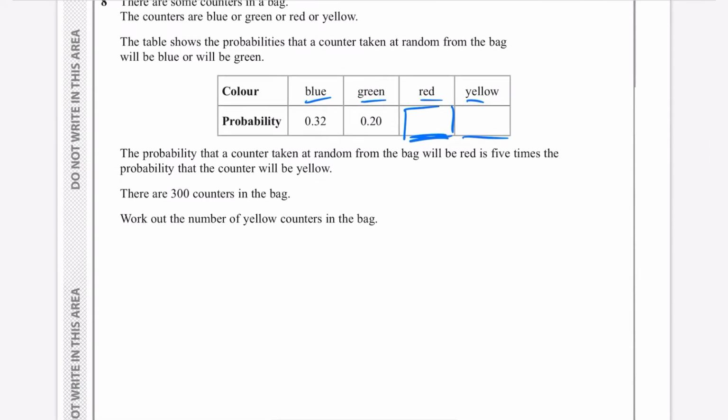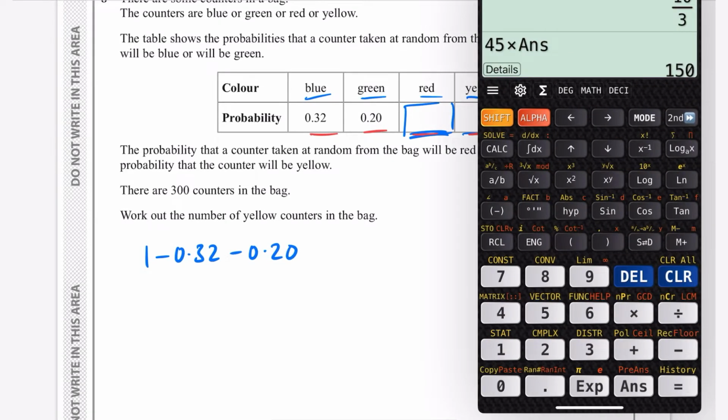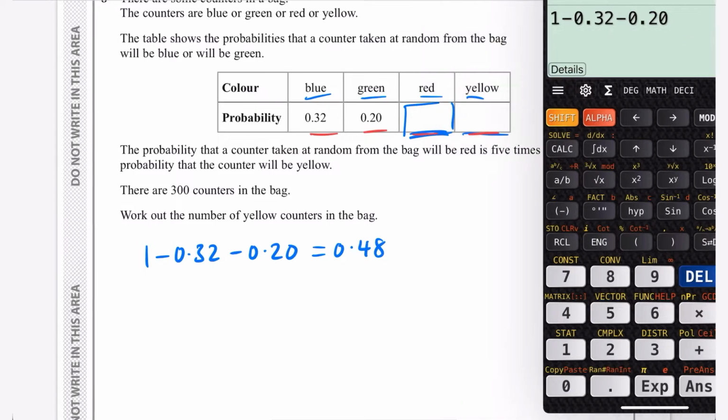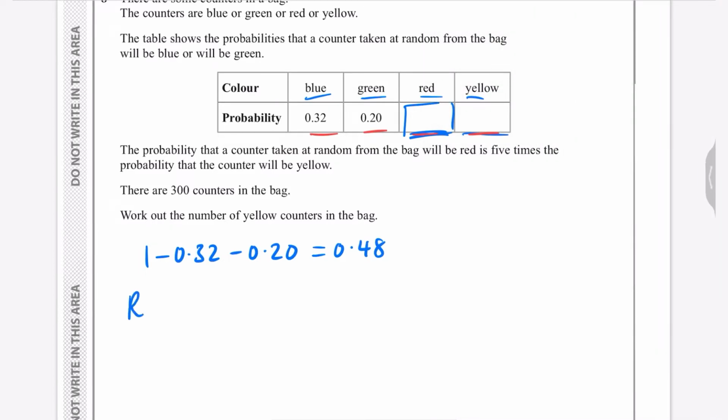Well, first of all, we need to remember that all of these probabilities are going to add up to 1. So I'm going to begin by doing 1 take away 0.32 and take away 0.2 to find out what red and yellow should be. So I'll do 1 take away 0.32 and take away 0.2, which is 0.48. So they said that the red is 5 times the yellow. Now, if you like thinking of ratio, we're saying that the red is 5 times the size of the yellow, or you could say that the red is like 5y, so you've got to figure it out from there.